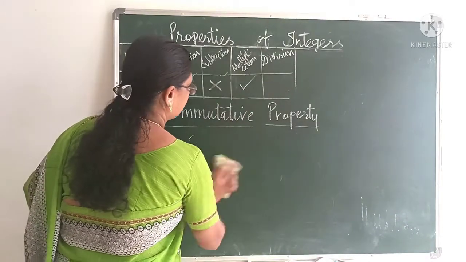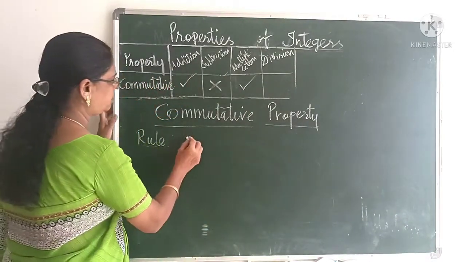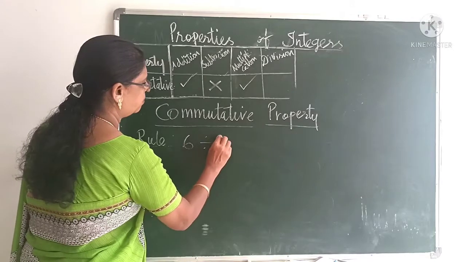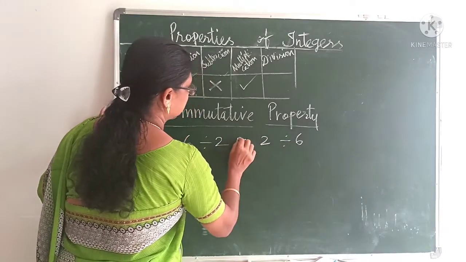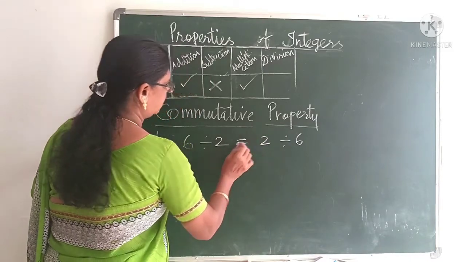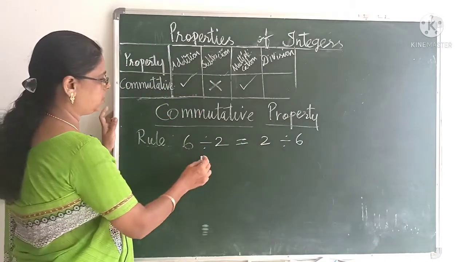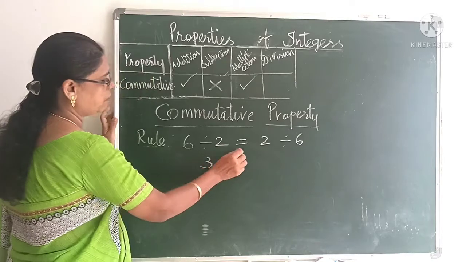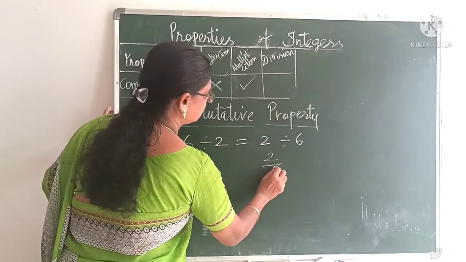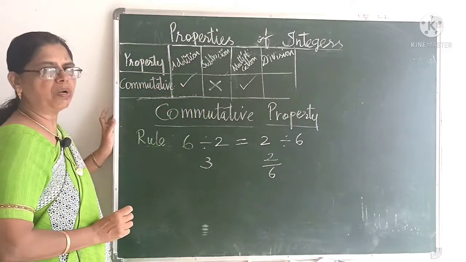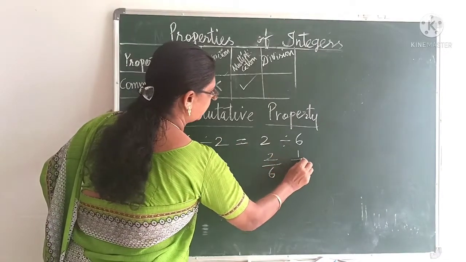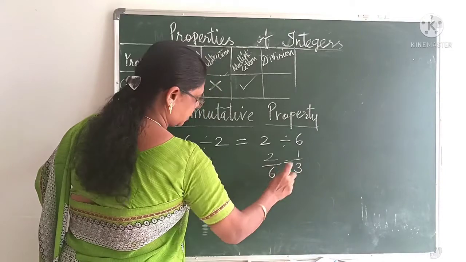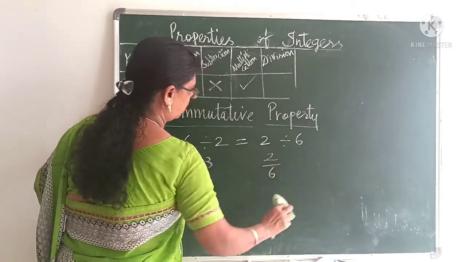Now division of integers, let us check. 6 divided by 2 and 2 divided by 6. Let us check whether both are equal or not. 6 divided by 2 is 3, but 2 divided by 6 is like this, 2 upon 6. Or if you reduce it to the lower term, it will be 1 upon 3. Okay, so let us keep it as 2 upon 6.